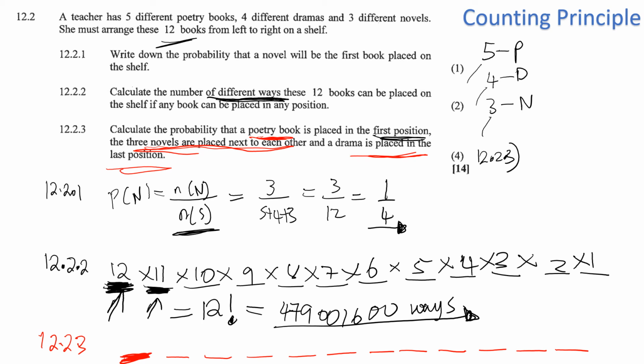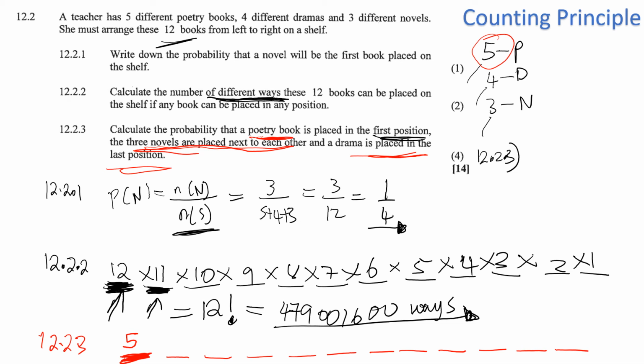So for a poetry book to be in the first position, you ask yourself, how many poetry book choices do I have? You have how many? You have 5 of them, meaning that you put 5 outcomes in that first position. You can put the first one, the second one, the third one, the fourth one, the fifth one. So you can arrange them in 5 different ways. Okay, so you have 5 outcomes there.